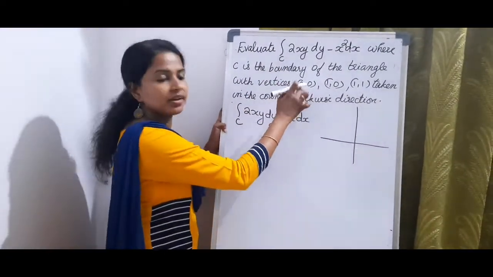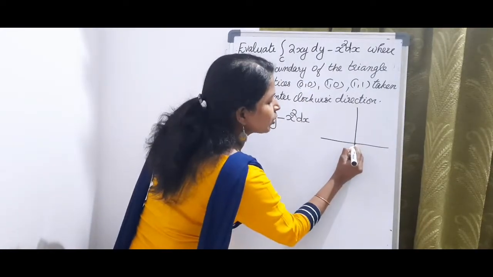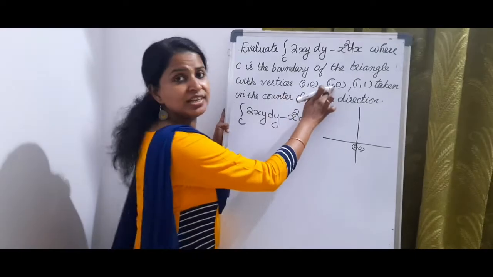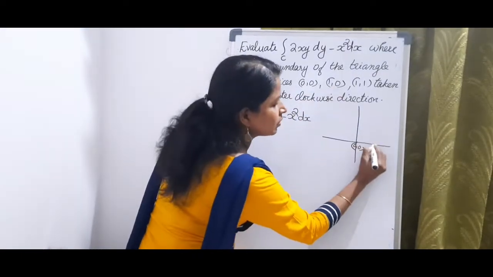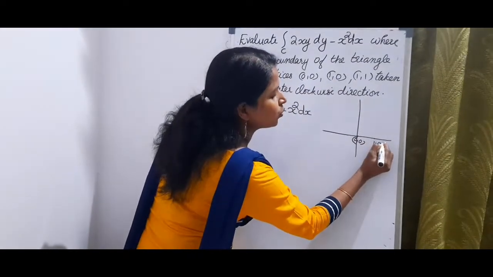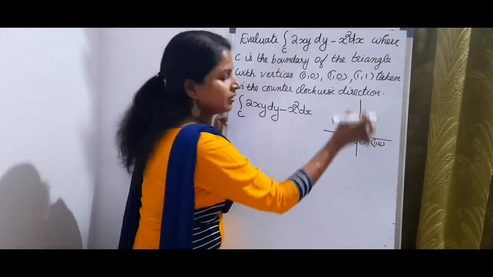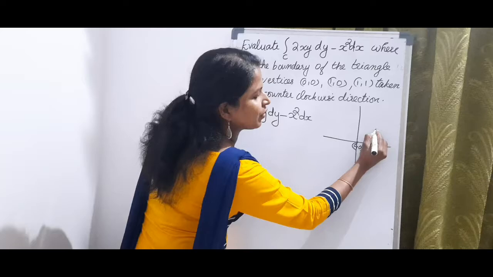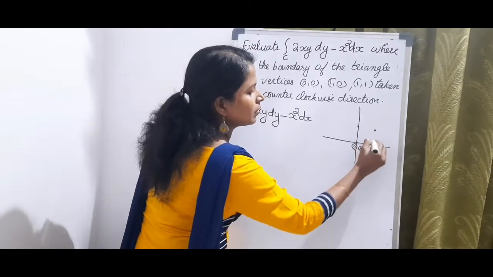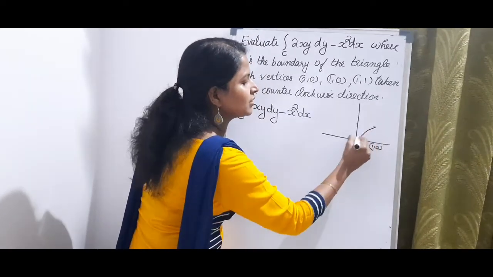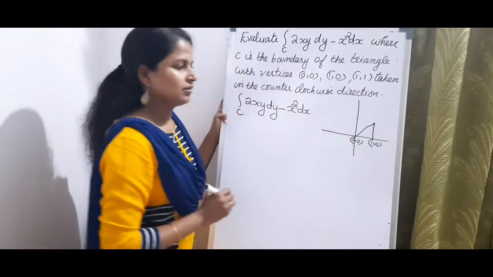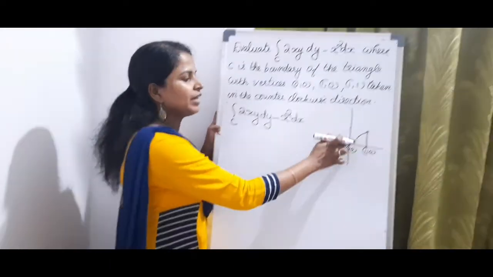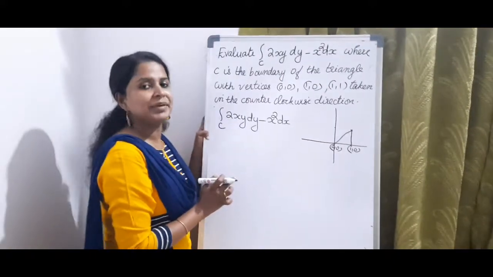Here the points are (0, 0), that is the origin, then (1, 0), then (1, 1). That is, the triangle is this triangle. From here, we can evaluate the limit.